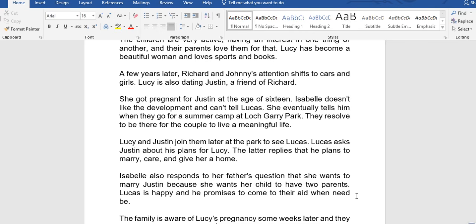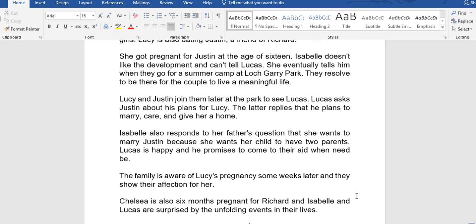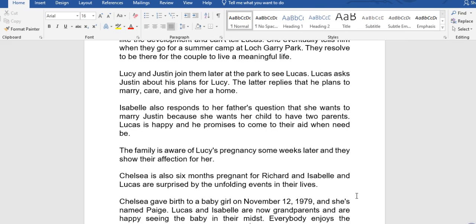She eventually tells him when they go for a summer camp at Lochgarry Park. They resolve to be there for the couple to live a meaningful life. Lucy and Justin join them later at the park to see Lucas. Lucas asks Justin about his plans for Lucy. The latter replied that he plans to marry, care, and give her a home.